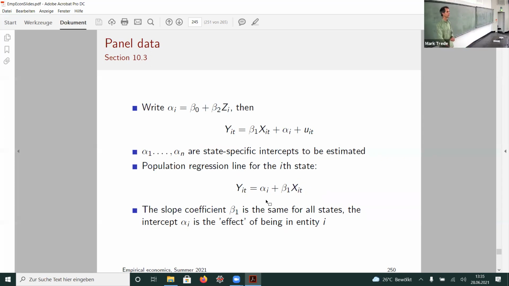Okay, so everything that doesn't change over time, how clever you are, what else? Well, your gender. It doesn't change over time. And everything that doesn't change over time is just merged into this individual fixed effect.